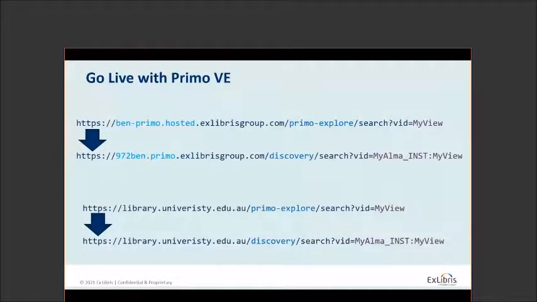So here we are at the go live day. Here's what's going to happen. We will implement a DNS switch, redirecting traffic from your Classic Primo CNAME to your Primo VE CNAME. If you are using a custom domain and intend to continue using it for Primo VE, then your domain administrator will have to point the domain at Primo VE CNAME instead of Classic Primo.